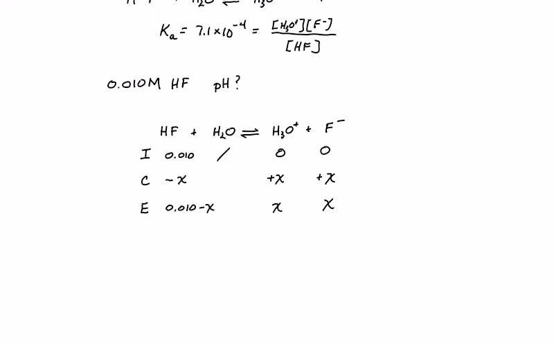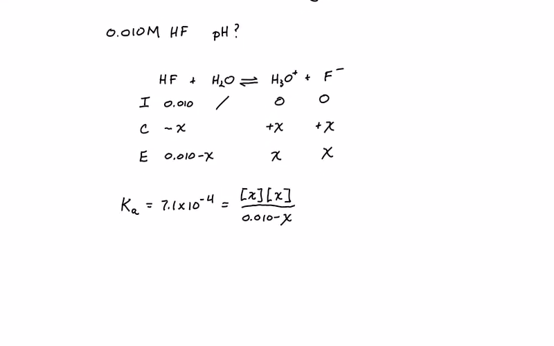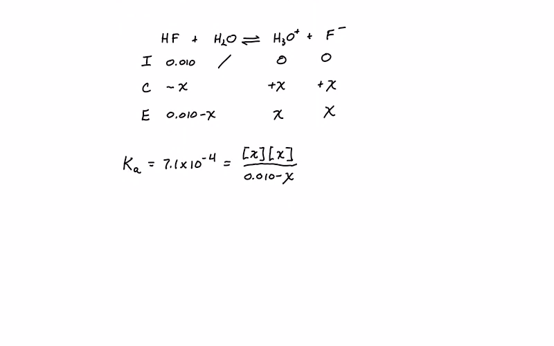Okay, so then we can take our equilibrium constant, which we said was equal to 7.1 times 10 to the negative 4th. And that's going to be equal to our concentration of hydronium, which we said was X, times the concentration of fluoride, which we also said was X, divided by 0.010 minus X. Okay, now all we have to do here is solve for X, which involves a little bit of algebra.